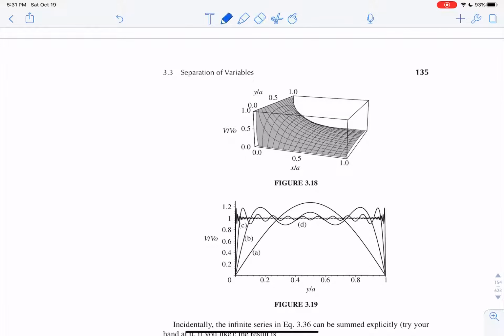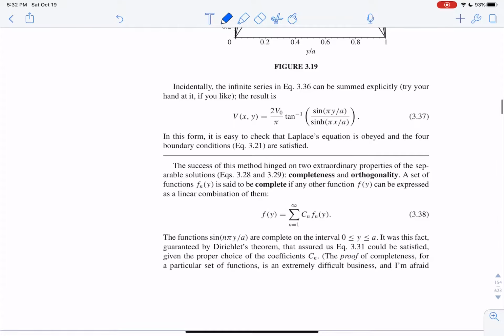okay, after 100 n terms, there's your n equals 1, added to that n equals 3, n equals 5, n equals 7, up to n equals 100, and the more you do that, the closer you get to the true potential. And then you add them all up, and this is how you can solve for the potential in this region, okay?